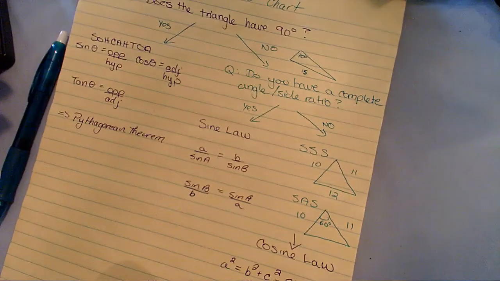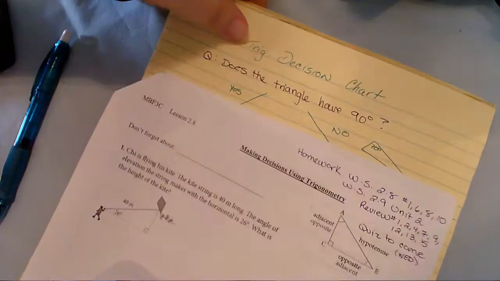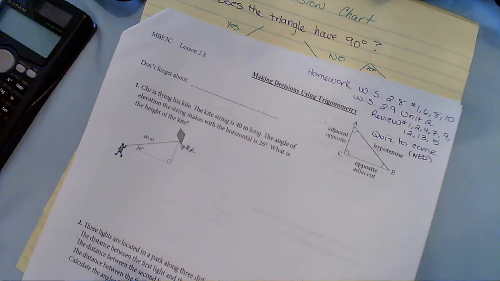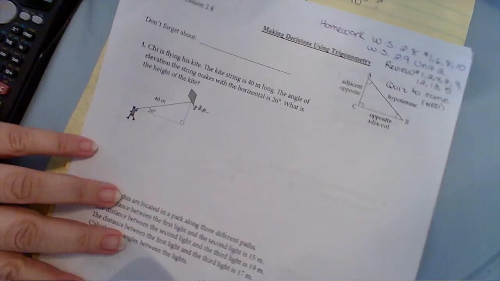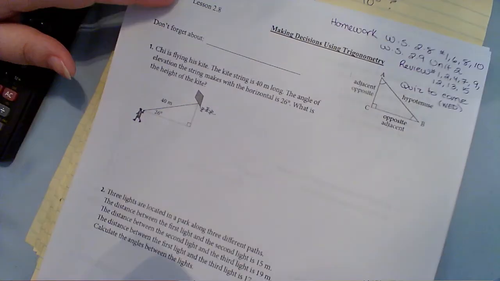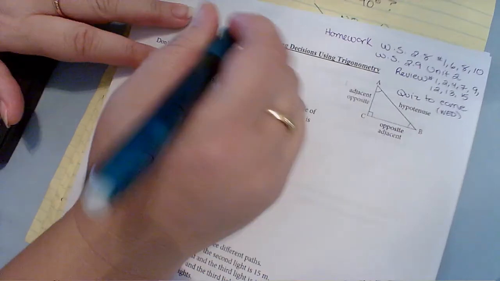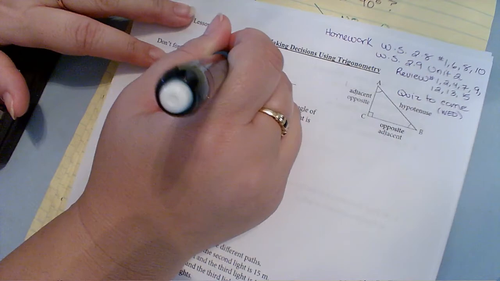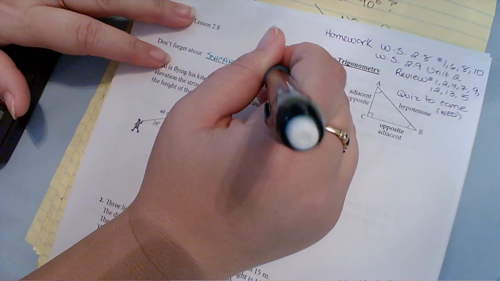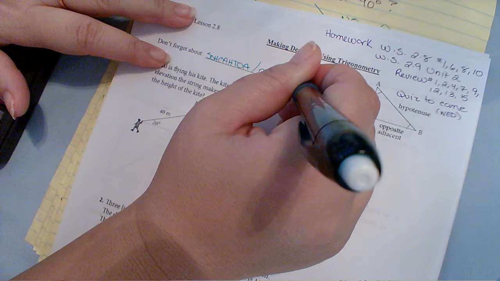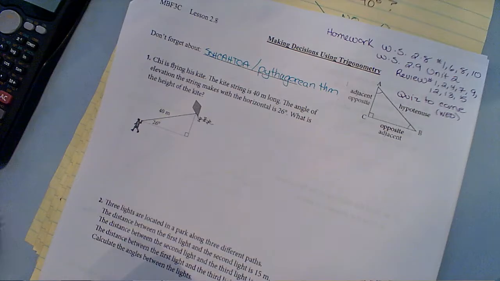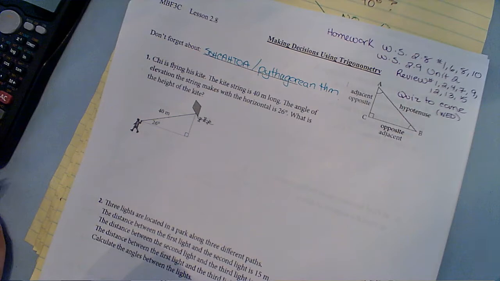So we're going to go through these next questions right now using that decision-making chart in order to answer these questions. Now notice at the start it's saying don't forget about SOHCAHTOA. Don't forget about Pythagorean theorem. Because those are quick ways of getting your answers, right? Not every question is sine law or cosine law.